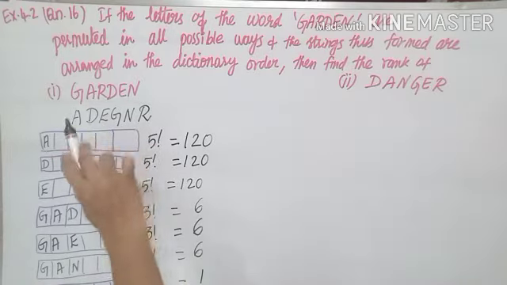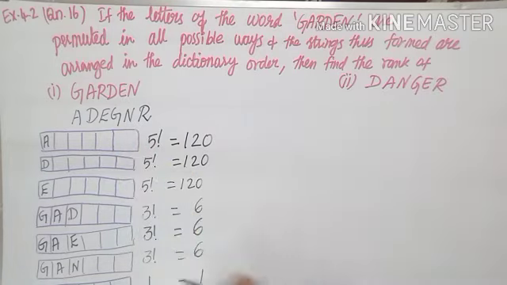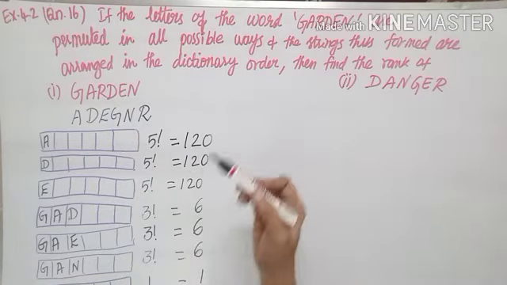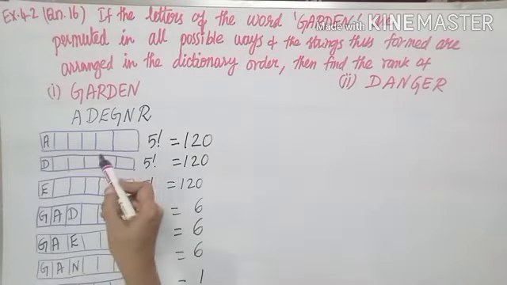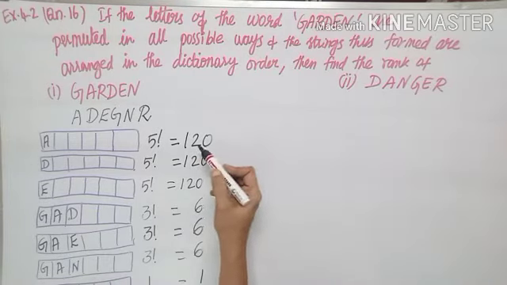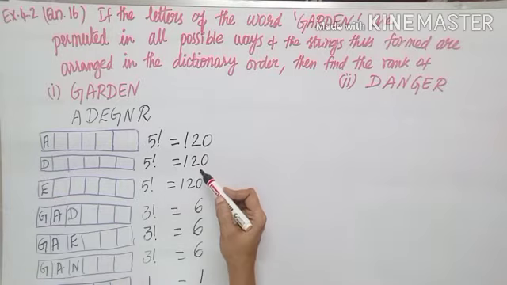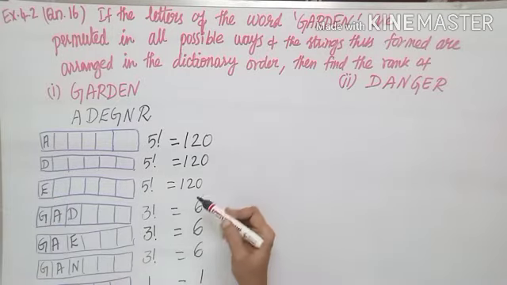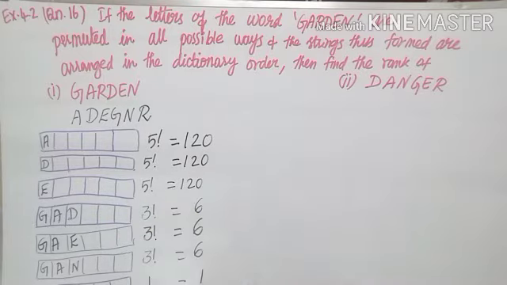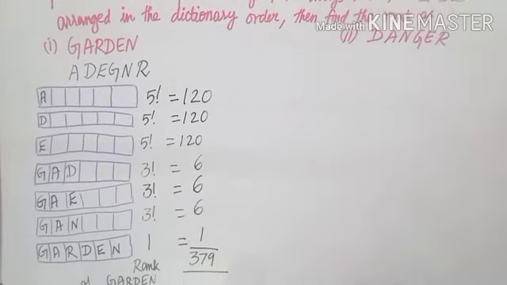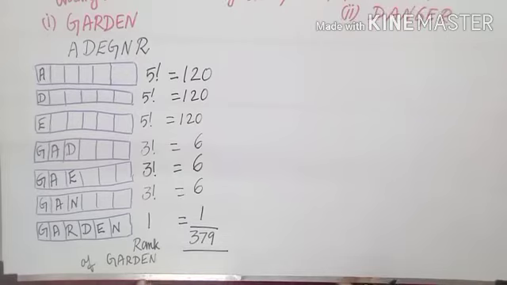If I rearrange the letters of the word garden in alphabetical order, I order it in the dictionary. With A, there are 120 words. Starting with D, 120 words. Starting with E, 120. So garden will come as the 379th word, and that is what we call the rank of it. So the rank of garden is 379.